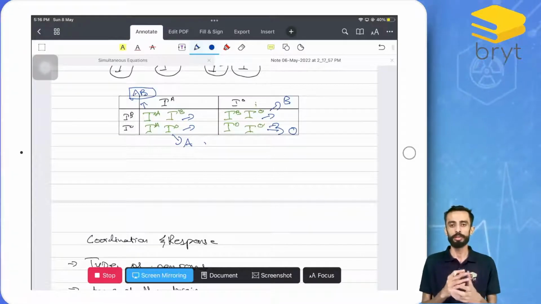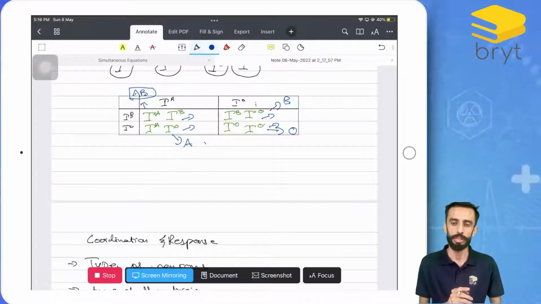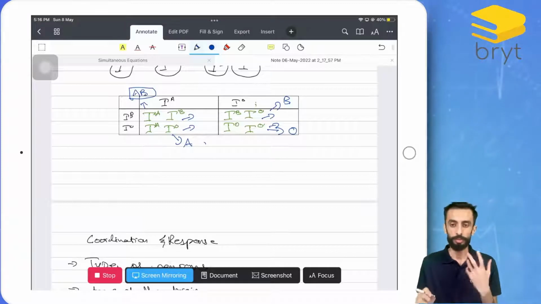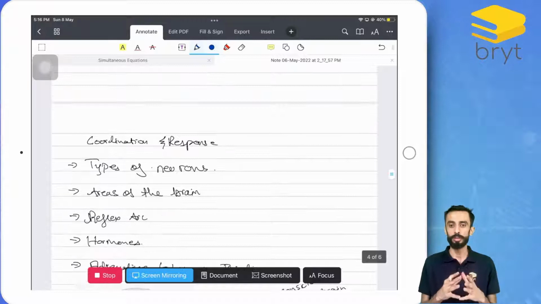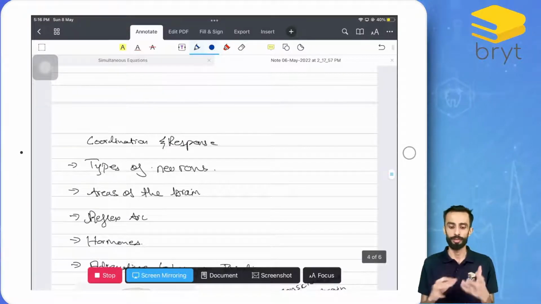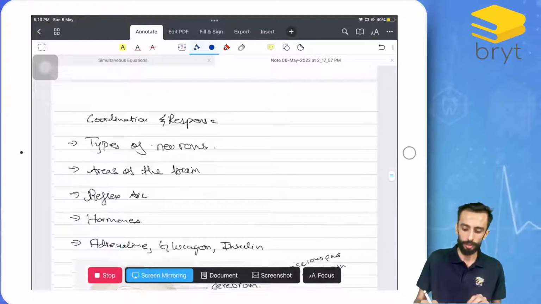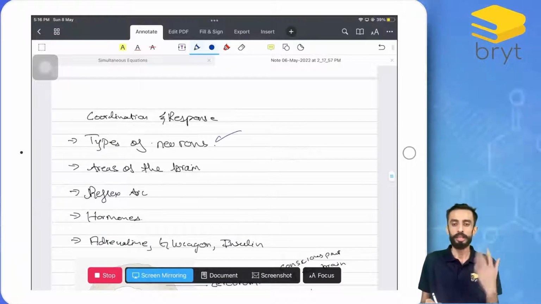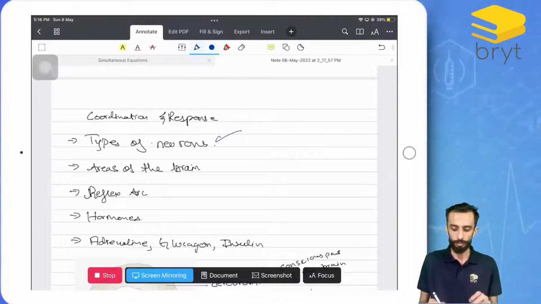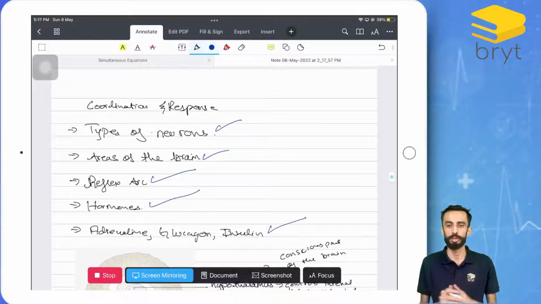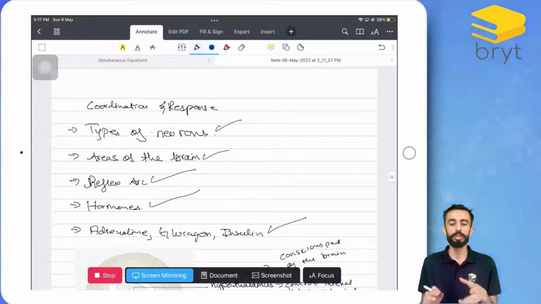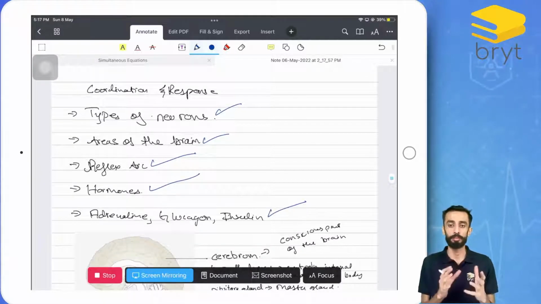Well, the second topic that we're going to be tackling in this video is basically coordination and response. So before we dive into coordination and response, again, let's see what are the areas that we need to tackle: the type of neurons that are present in your body, the different areas of the brain and what they control, the reflex arc, your hormones, and the different types of basic hormones that you should have an idea about. So before you even go into types of neurons, let's just look at our brain because that is very important.